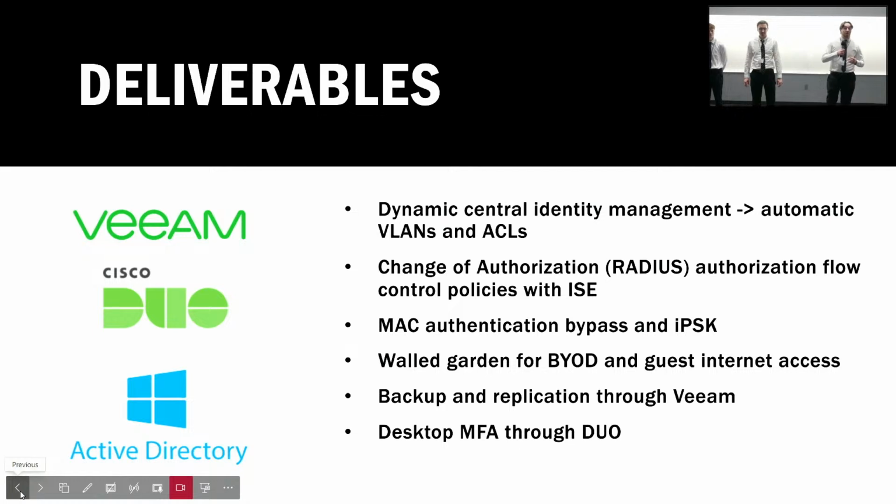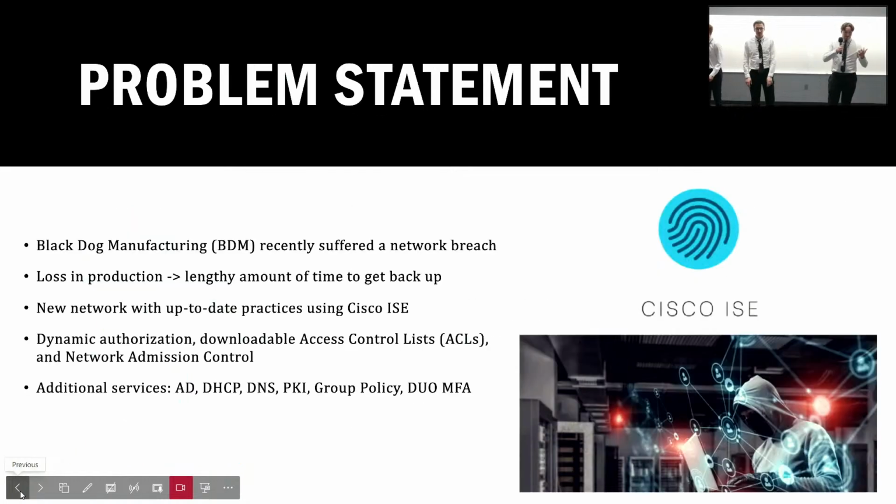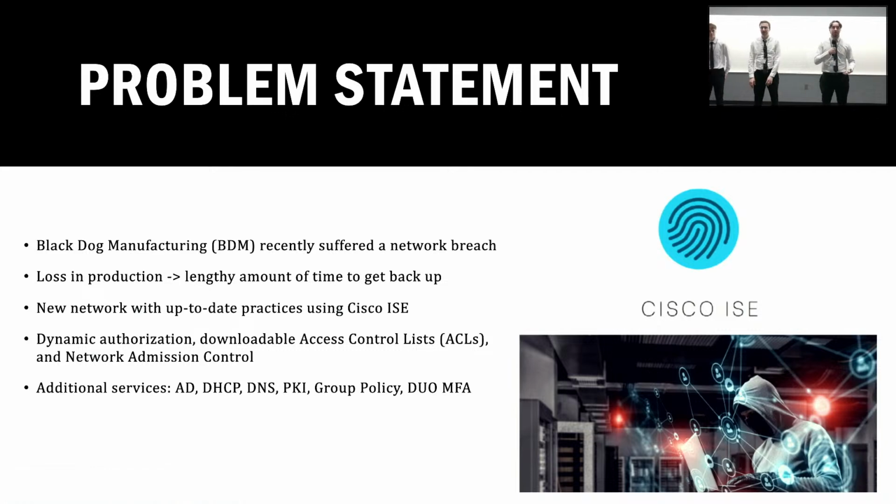So for our problem statement, basically this company named Black Dog Manufacturing has suffered a recent security breach due to a misconfigured port, which caused the network to be down for a lengthy amount of time. But once they finally got back up, they contacted us, Heartland Business Systems, for a more up-to-date network solution and proof of concept with Cisco ICE.